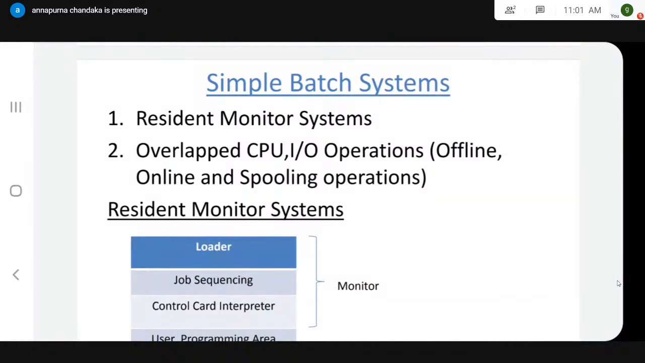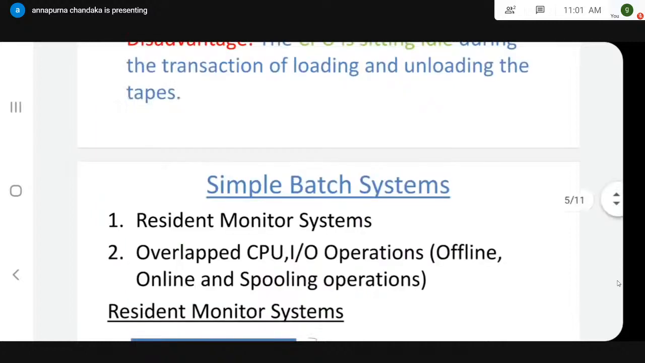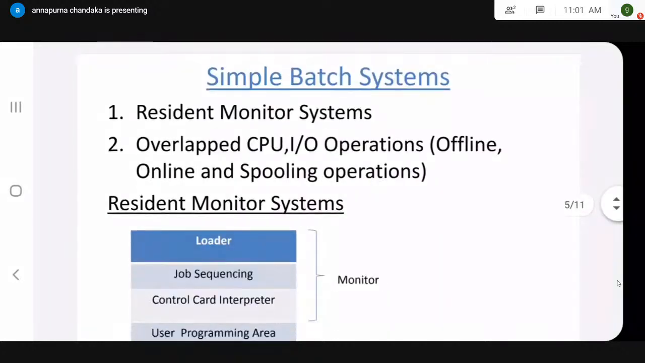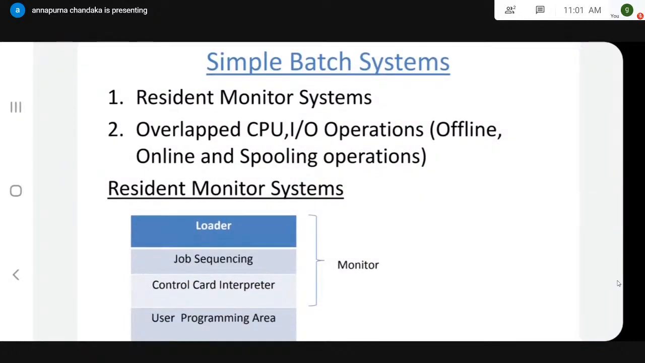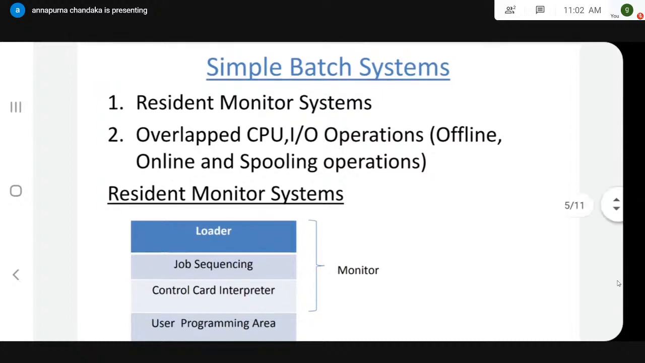So simply, their aim is how to keep the CPU busy at all times. This is the only aim they had at that stage. Now, one scientist invented one beautiful concept called the resident monitor system. It later on was renamed as the operating system. The word itself says that it is always resident in memory.